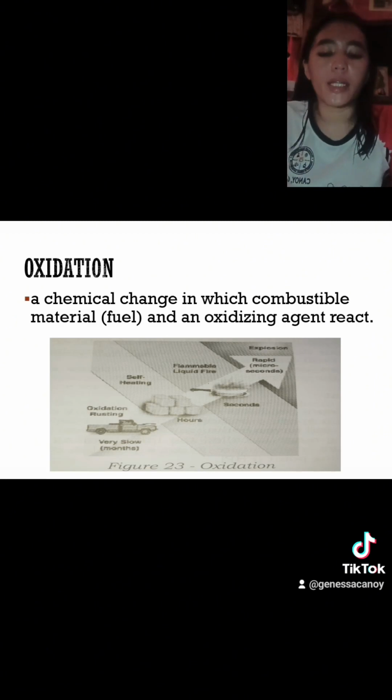Oxidation is a chemical change in which a combustible material, fuel, and an oxidizing agent react.